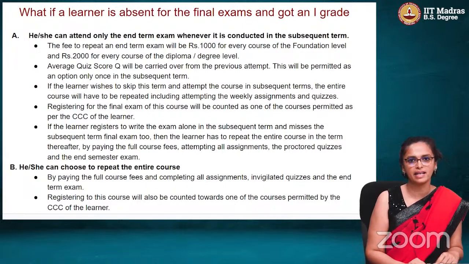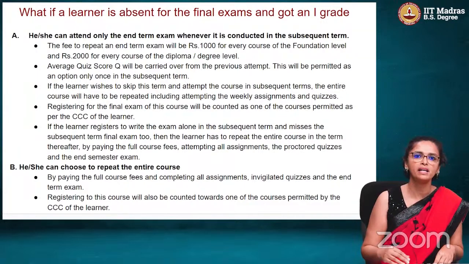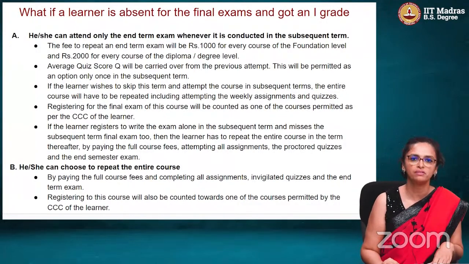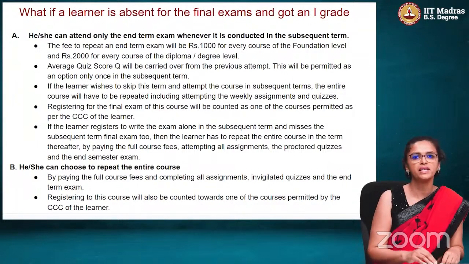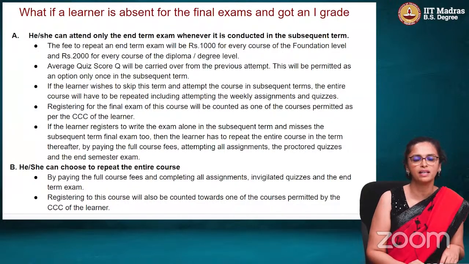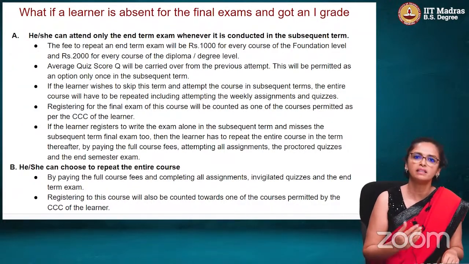And writing the final exam for a course that had an I grade will be counted towards your max courses that you can take in a term of 4. So even if it is only end term exam, and supposing you are say going to take 4 courses that term, this will be counted as one of the courses and you can only take 3 others in that particular term that you are registering.